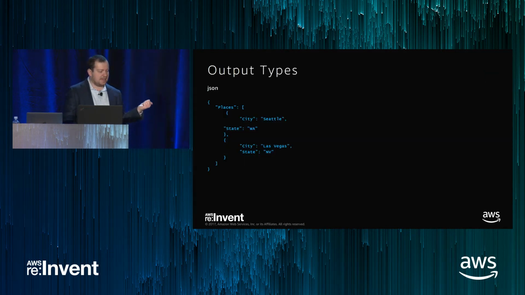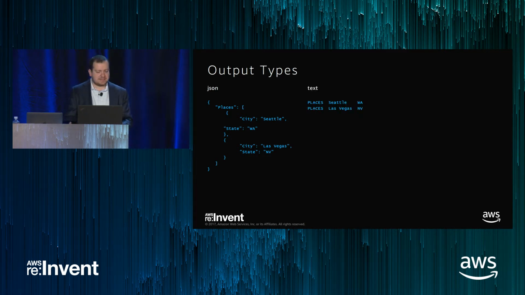So let's talk about the output types. JSON, right? I like to make this my default. It's easy to read. It's easy to parse programmatically if you're doing some scripting. I'll show you in a second how to do some parsing of that.